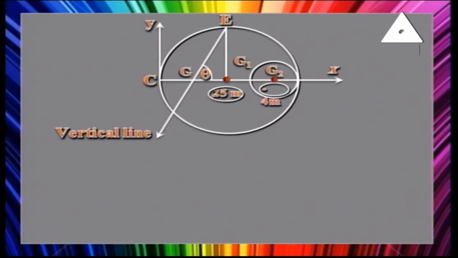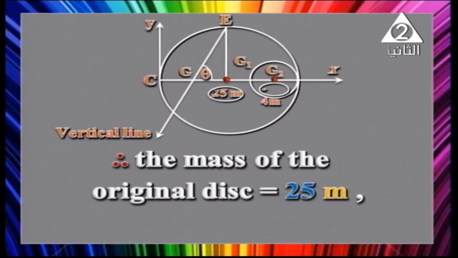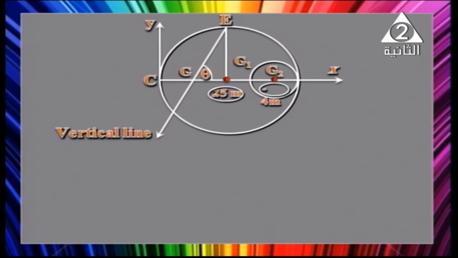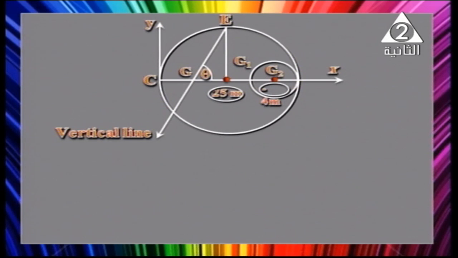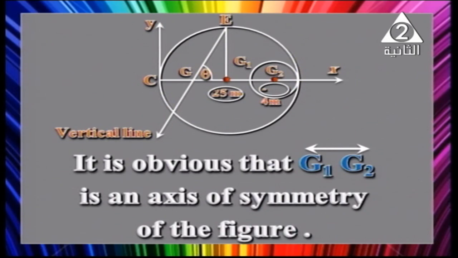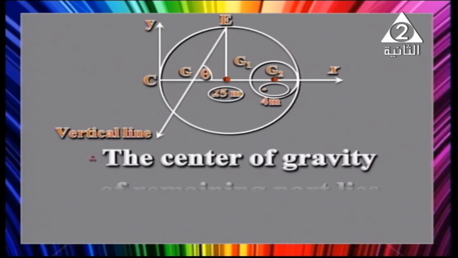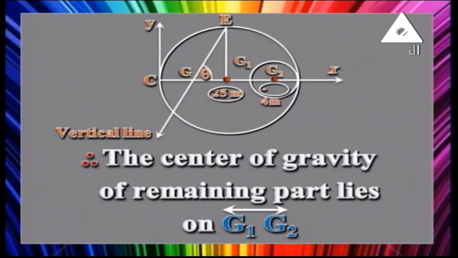The mass of the original, 25 m, acts at G1. My dear student, the mass of the removed disc is negative 4 m. Why negative? Because it is removed or cut off. It acts at G2. Then from the previous, G1, G2 is an axis of symmetry of the figure. The center of gravity of the remaining part must lie on G1, G2, the axis of symmetry.